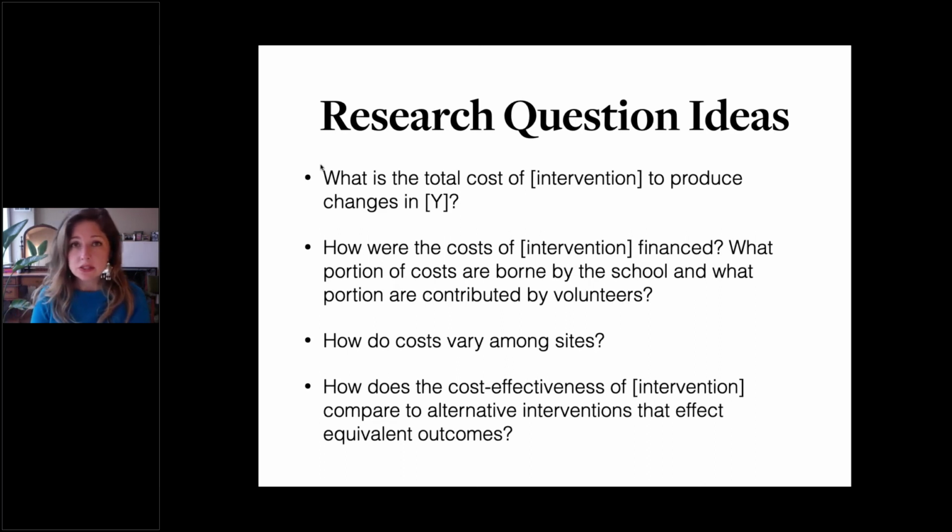So in an efficacy trial, you could mention also, how does the cost effectiveness of this intervention compare to alternative interventions that affect equivalent outcomes? And so there you would replace that with your own language, right? To alternative interventions that affect reading comprehension in 5th grade, that's what we said before, or student algebra skills at the end of 8th grade, or what have you.